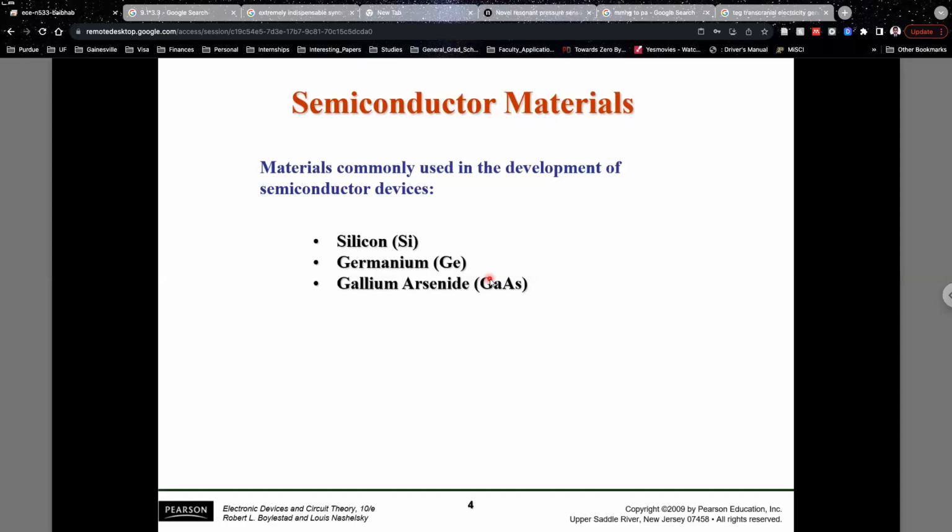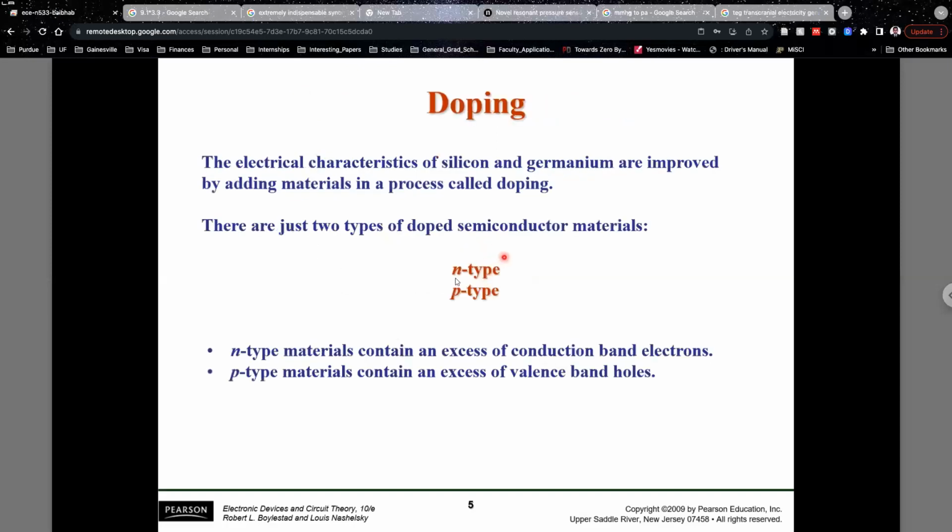and gallium arsenide. So that's what we are discussing in the next slide: n-type material will contain an excess of conduction band electrons. P-type materials will contain an excess of valence band holes. And this process of creating the n-type or p-type material is called doping, because you're adding some impurities in the original structure, and that's somewhat like doping, right?